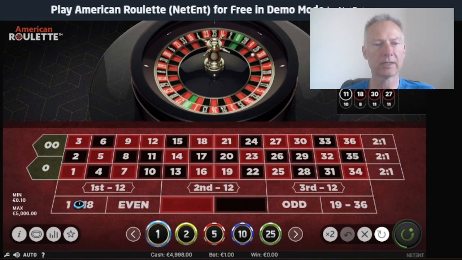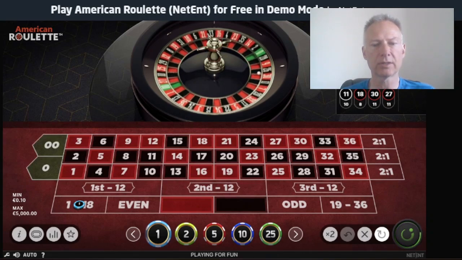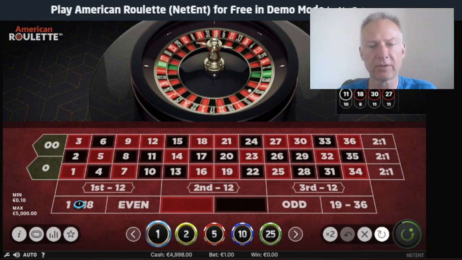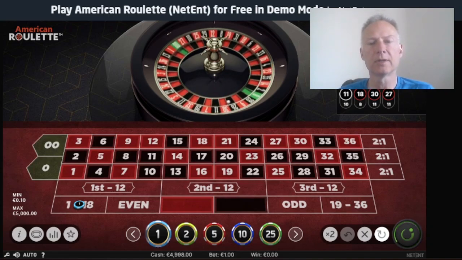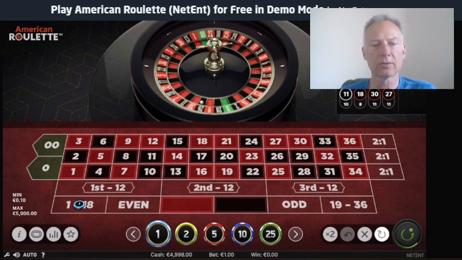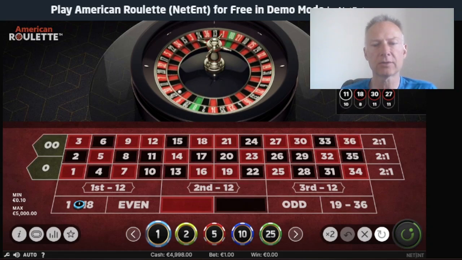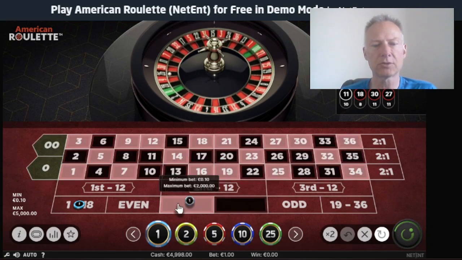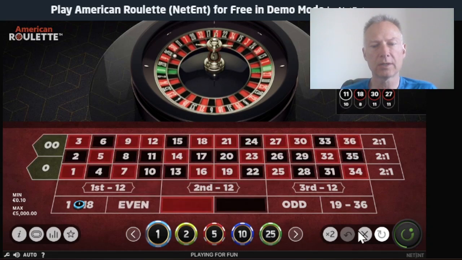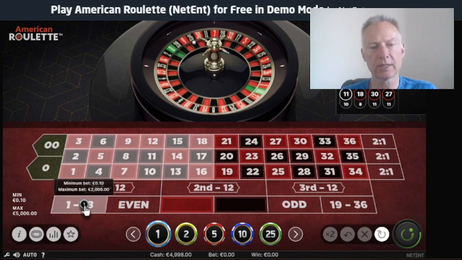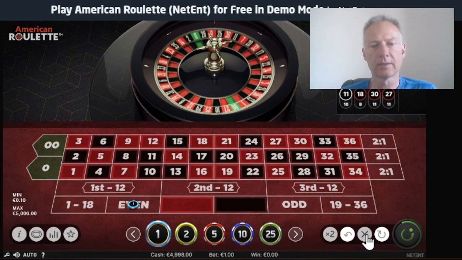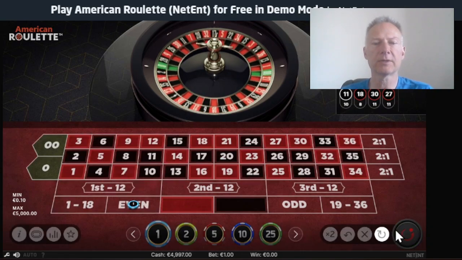Here we see a roulette wheel, and you can see here at the bottom that this is just playing for fun on this online site, and I will put the site in the description. Currently, I have $4,998, and I'm just going to go ahead and make a wager on one of these one-paying bets. So let's say I choose even. And I'm going to go bet. Let's see what happens.